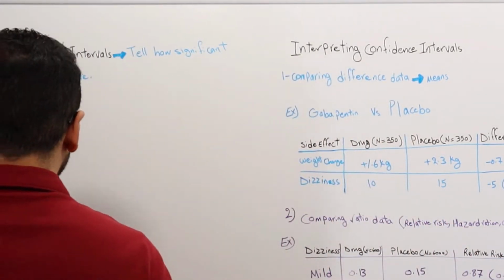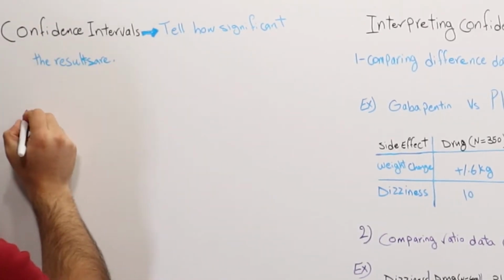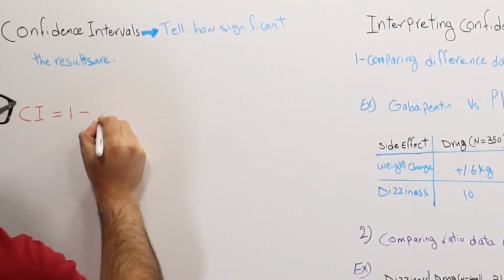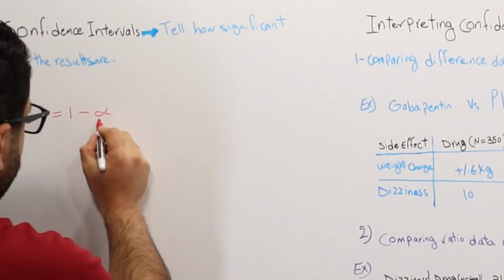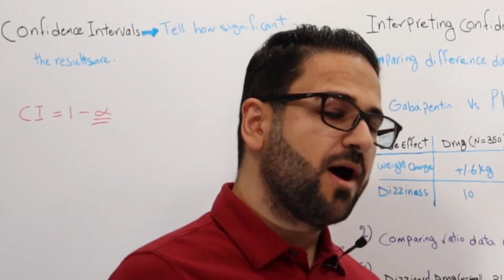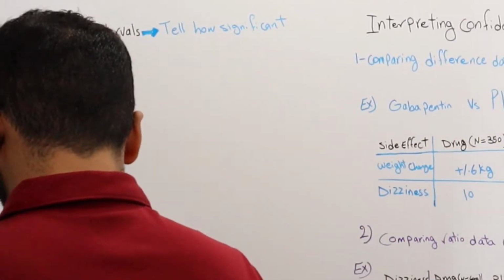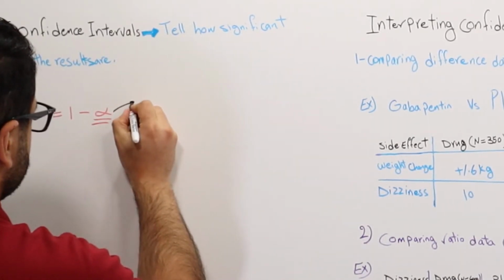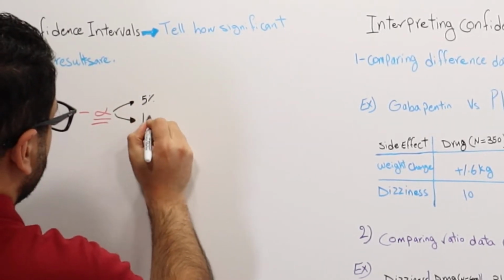So the way it works, basically, I'm going to refer to confidence intervals as CI, and CI is basically 1 minus alpha. In the previous lecture, I did mention that alpha is determined by the researchers. And there are two options in this case. One of them is 5% and the other one is 1%. In most cases, researchers go with 5%. So option number one would be 5%, and option number two would be 1%.